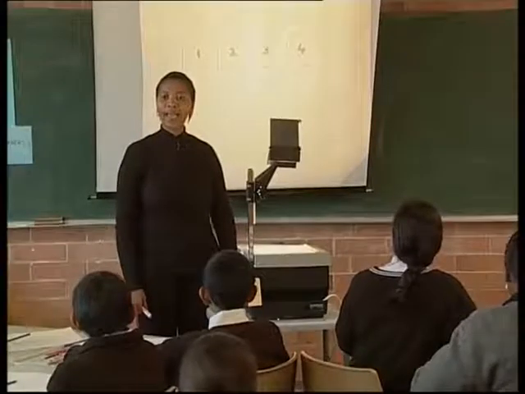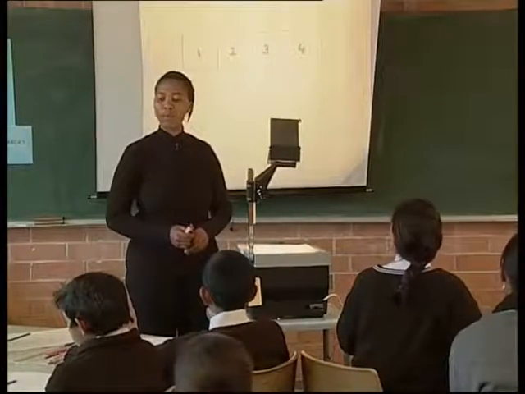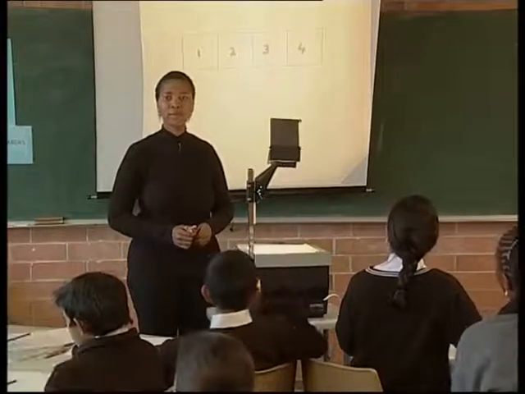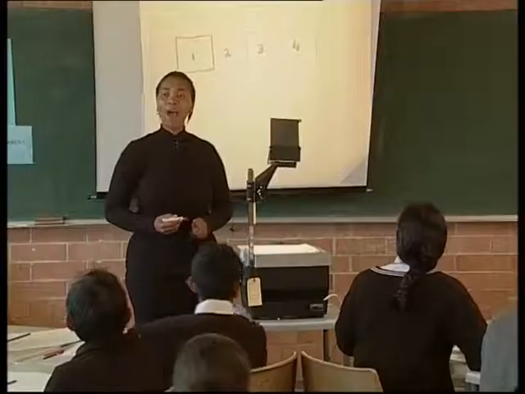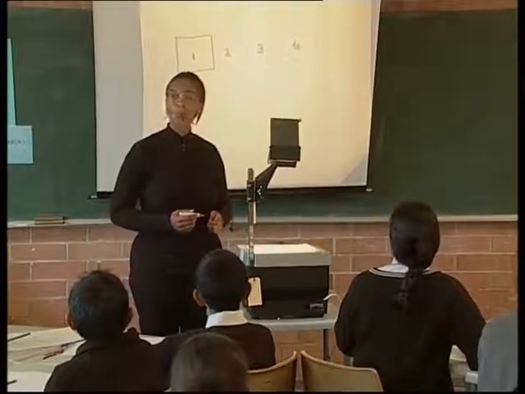Look at square number 1. How many lines make square number 1? All of you? 4. There's 4 lines. Let me go over the lines that make the square. This is 1, 2, 3, and 4.